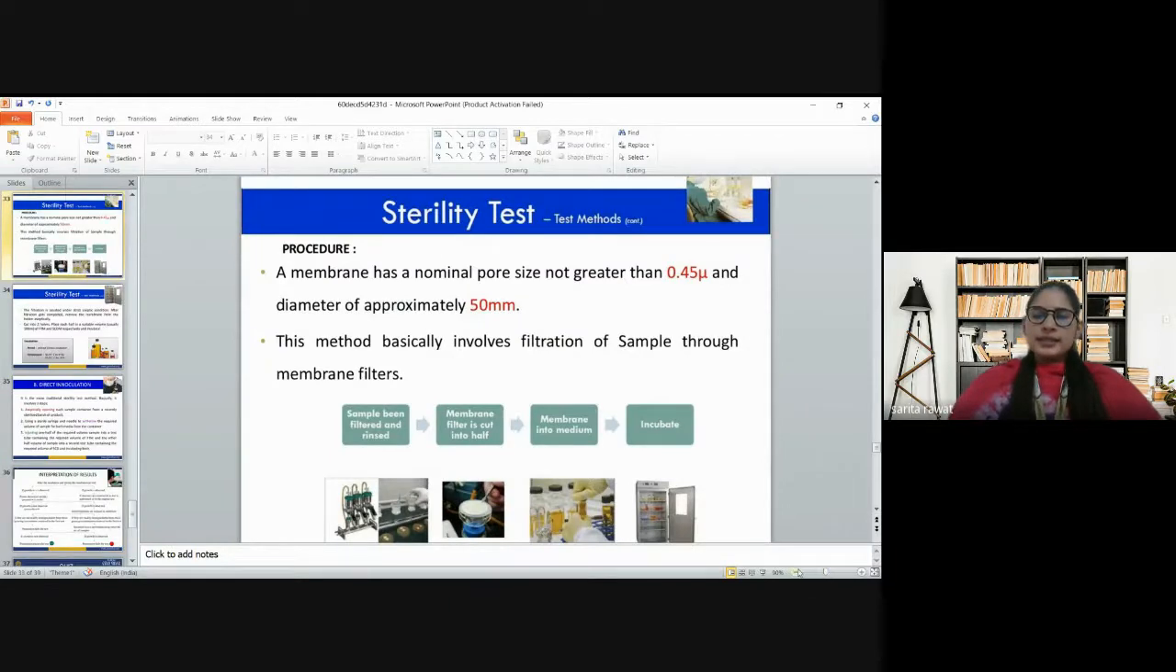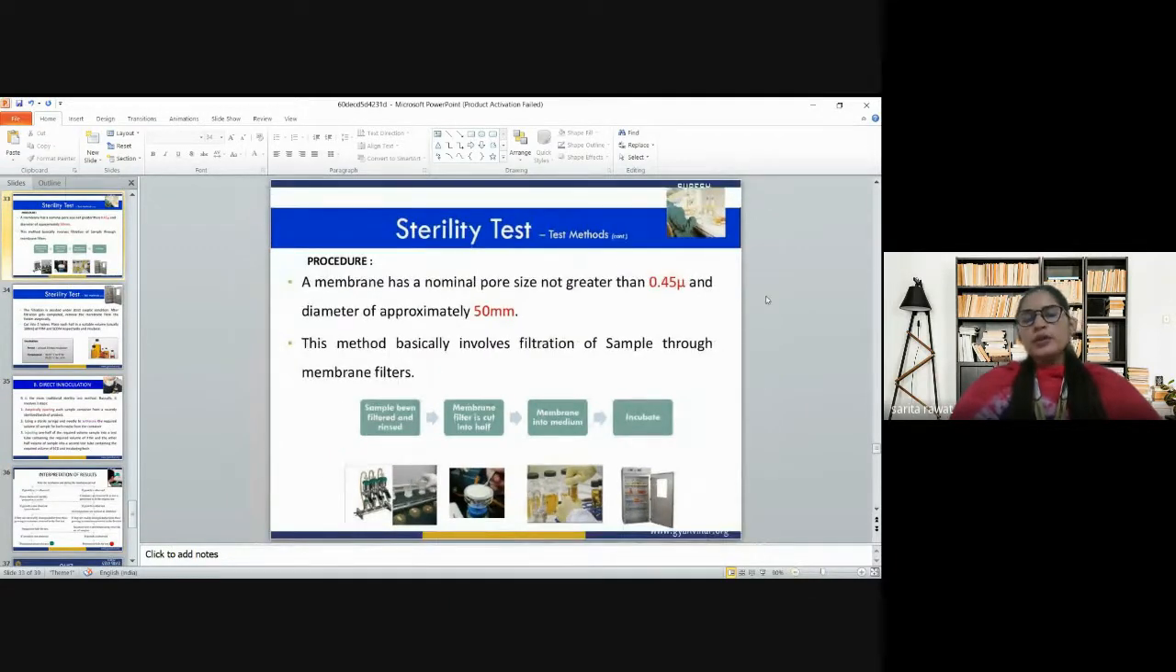Now, the sterility testing test method. The procedure for sterility testing uses a membrane with a nominal pore size not greater than 0.45 μm and a diameter of approximately 50 mm. The method basically involves filtration of the sample through a membrane filter. The sample is filtered and rinsed, then the membrane filter is cut in half, each half is transferred into medium, and then incubated.